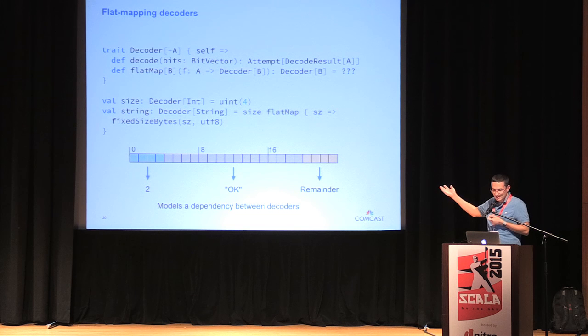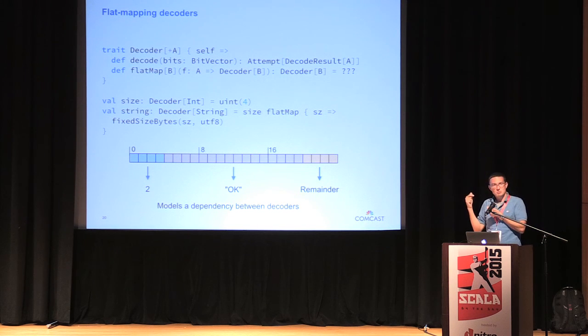So in this example here, we have this unsigned integer field that's 4 bits. And when we decode that 4-bit value, we get the value 2 decoded. And now with that value 2, we're going to limit the number of bits that the next decoder can see of the remainder to be just 16 bits. And that's using this fixed size bytes combinator.